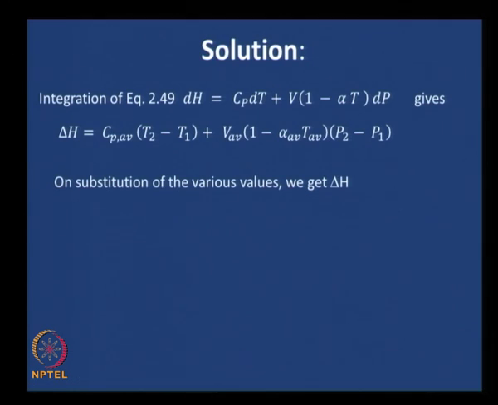Now, why do not you substitute the various values to get delta H? Since there are some calculations involved, why do not you take about 15 minutes? Go ahead please.